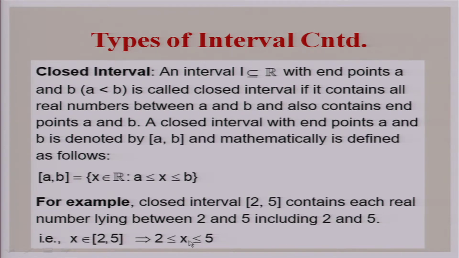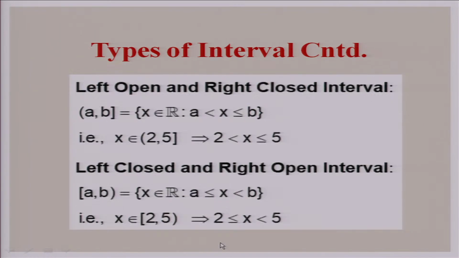Similarly, closed interval. If endpoints are also included in the interval, then that interval is known as a closed interval. For example, if x belongs to this, then x is greater than or equal to 2 and less than or equal to 5. Now another type is the left open and right closed interval. Left open means the left endpoint is not included in the interval and the right endpoint is included in the interval. This is known as left open, right closed. Similarly, left closed and right open means the left endpoint is included in the interval but the right endpoint is not included in the interval.